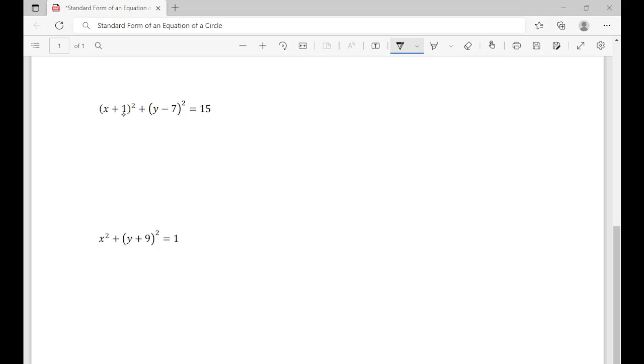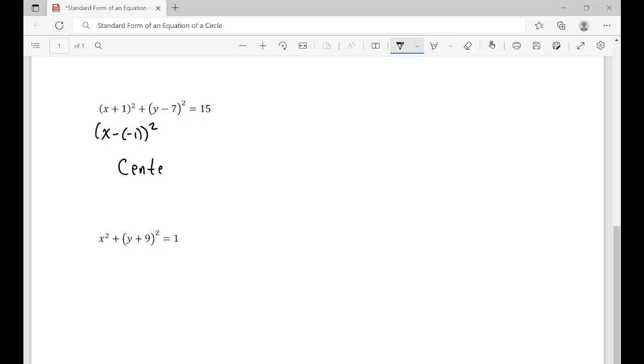Next we have (x + 1)² + (y − 7)² = 15. It's similar to what we did before, but this time we have a plus here, and remember that the form is supposed to have a minus. So you can technically rewrite this as x minus negative 1, because a double negative makes a positive. So in this case, h is going to be −1. Another easy way to remember is to think that the center is just going to be the opposite sign of whatever is in front of the number.